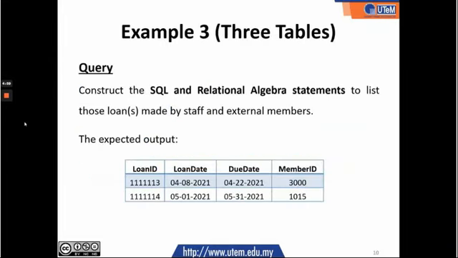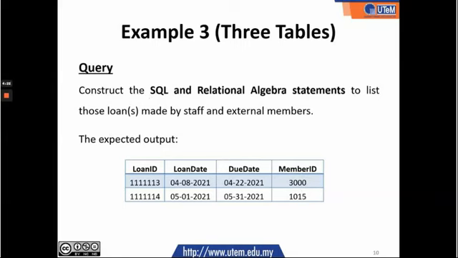Example number 3. To get data from 3 database tables. The query: construct the SQL and relational algebra statements to list those loans made by staff and external members. These are the expected output of this query. Member ID 3000 belongs to Sarala Murugan and member ID 1015 belongs to Muhammad Aryan Firas.